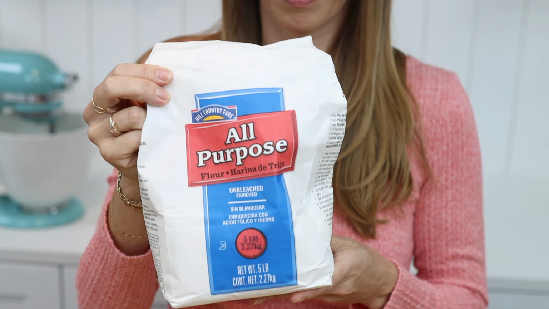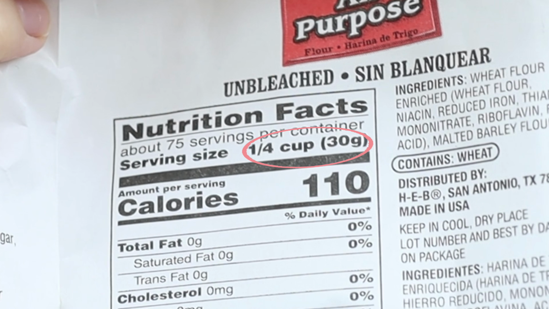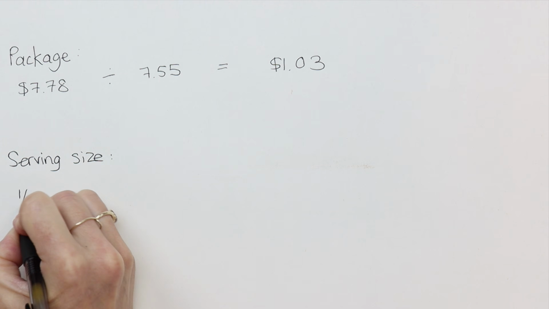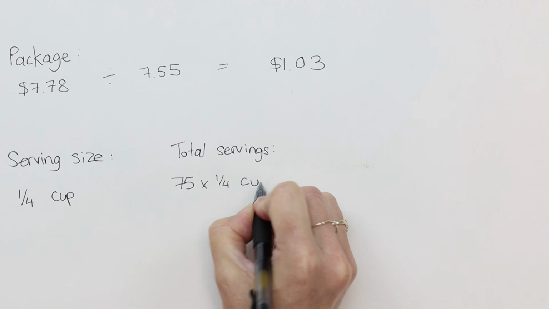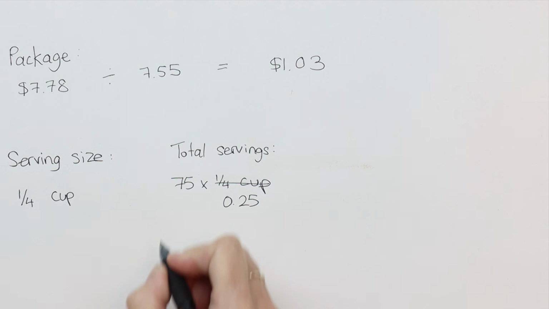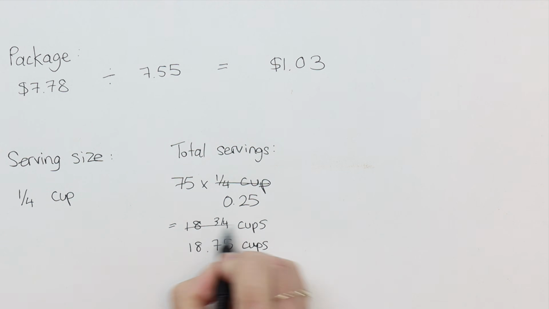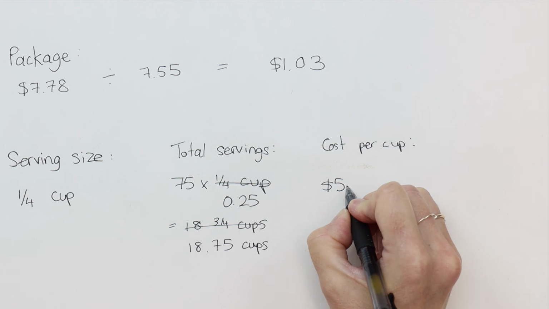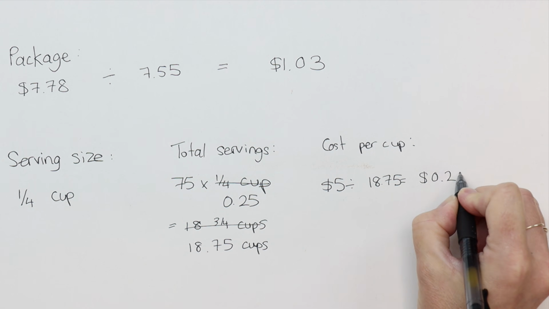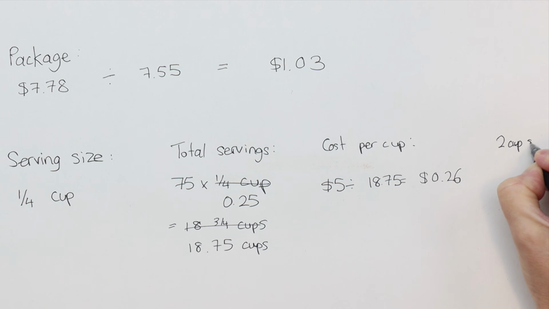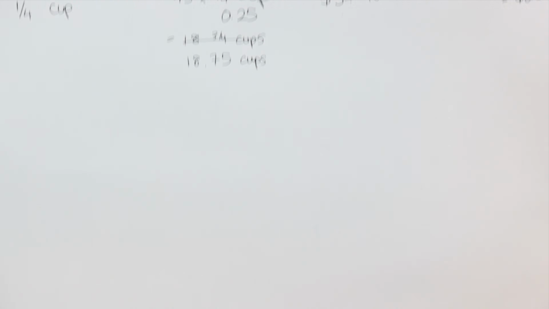For any ingredient measured in cups or tablespoons or teaspoons, look at the nutritional label. Look at what the serving size is and how many servings are in the package. If the serving size is 1/4 of a cup and there are 75 servings in the bag, that means the bag has 75 1/4 cups in it. So dividing by 4 to get the full cups, there are 18 3/4 cups of flour in this bag. If the bag of flour costs $5, each cup of flour is going to cost 5 divided by 18 3/4, which is 26 cents. If your recipe uses 2 cups of flour, that will cost you 26 times 2, which is 52 cents. Repeat that process for all of your ingredients.